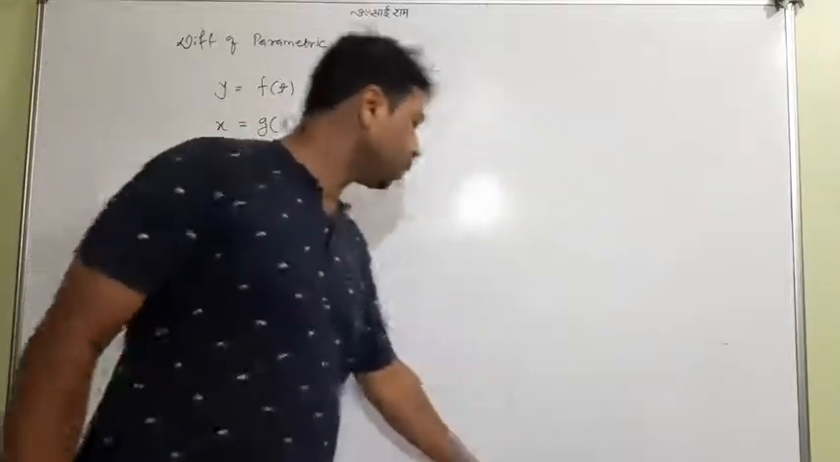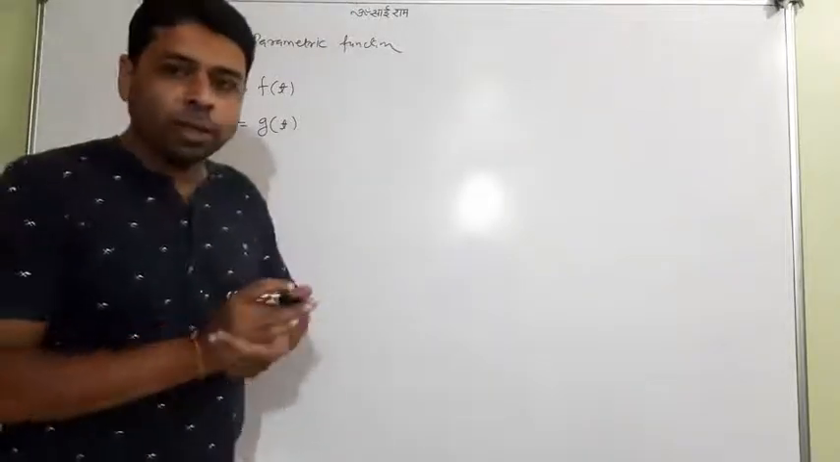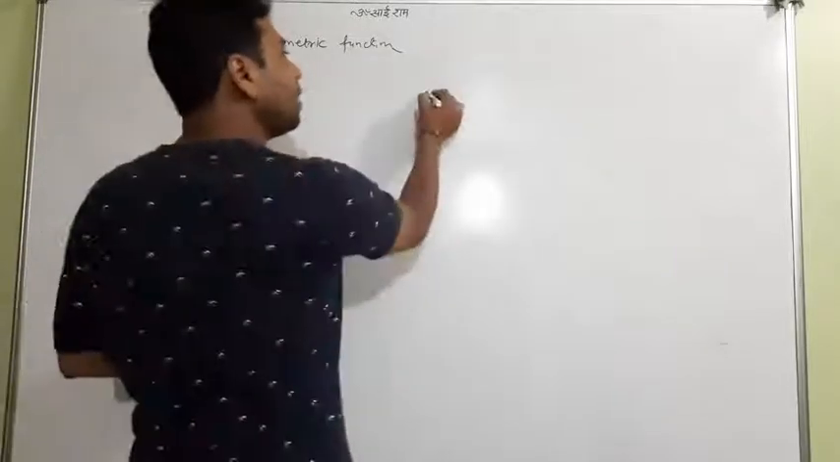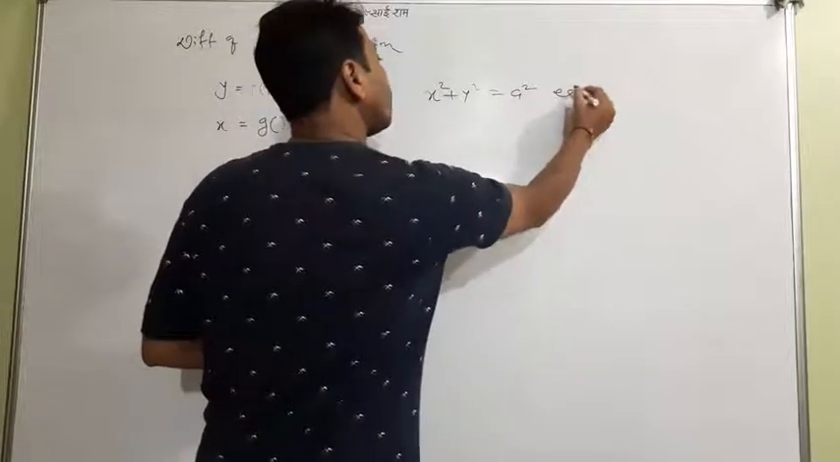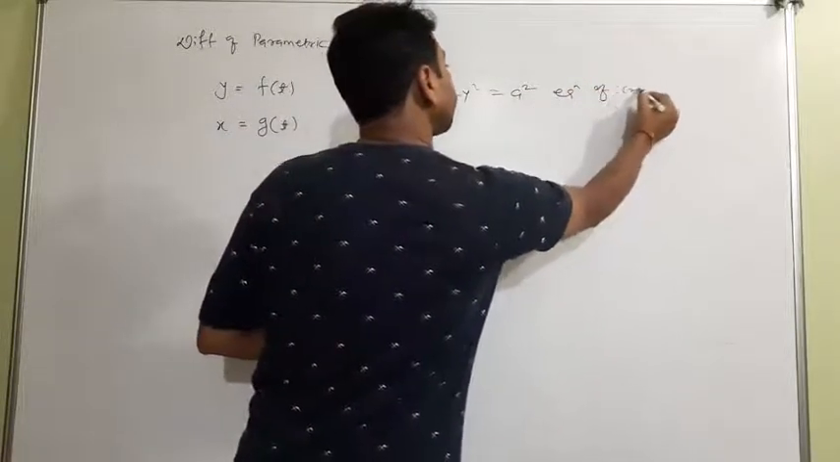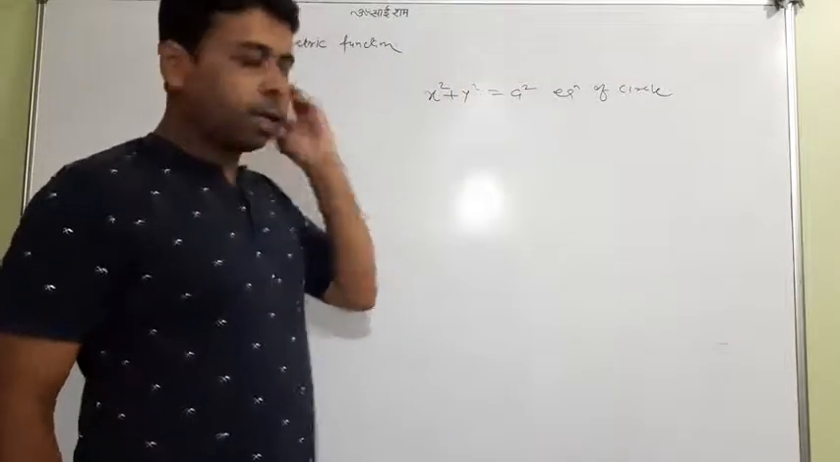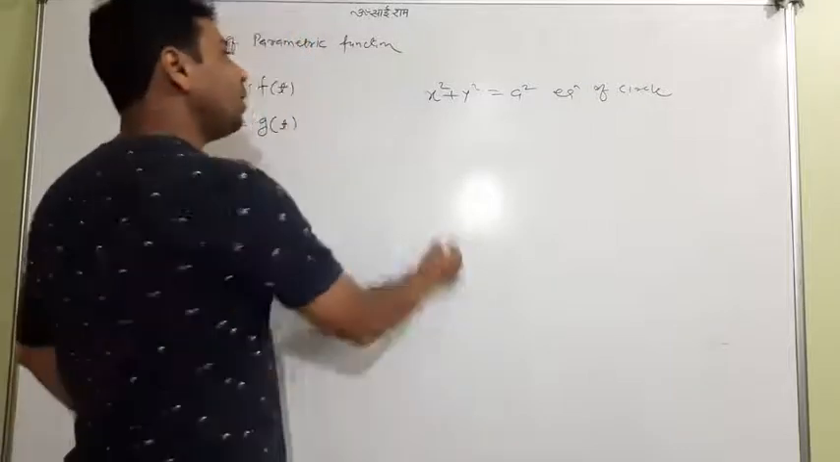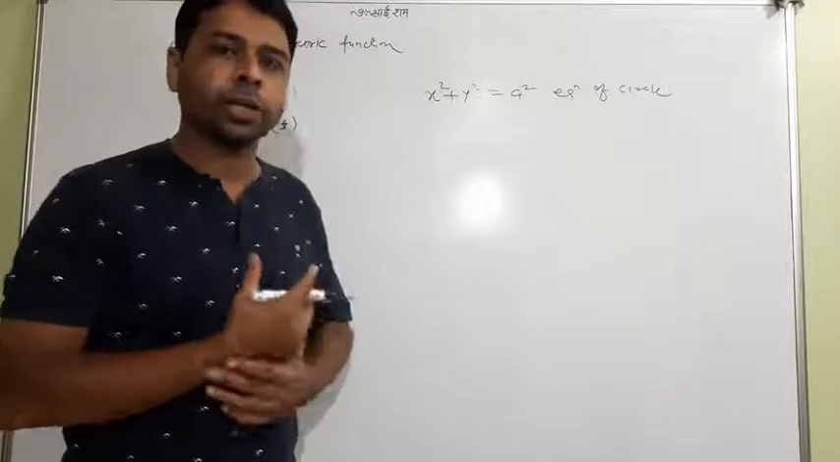Now you will go through this. If you are still confused, I tell you one concept of class 11th. You remember that x square plus y square equal to a square is the equation of a circle. If you have forgotten, try to recall the knowledge. It is the equation of a circle, and this is a Cartesian equation.